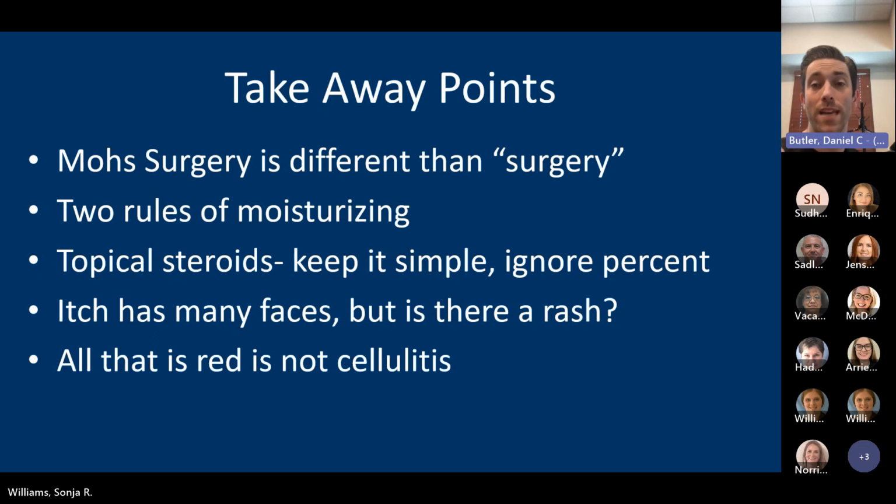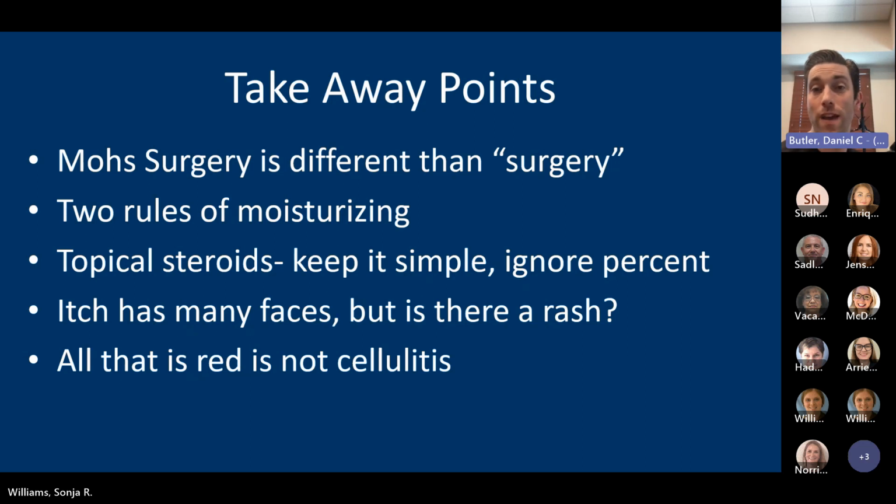That's to prioritize hydrating creams and ointments over the less hydrating lotions that are ubiquitous in every household in the United States. Number three, with your topical steroids, keep it simple. Have two go-tos that you can use as much as you want: hydrocortisone and triamcinolone, and then have the patients ignore the percentage. Don't try to prescribe too many different ones to patients, because we do that in dermatology, and we're all at risk of exposing the patient to polypharmacy. They get confused and they're using the wrong one in the wrong place.